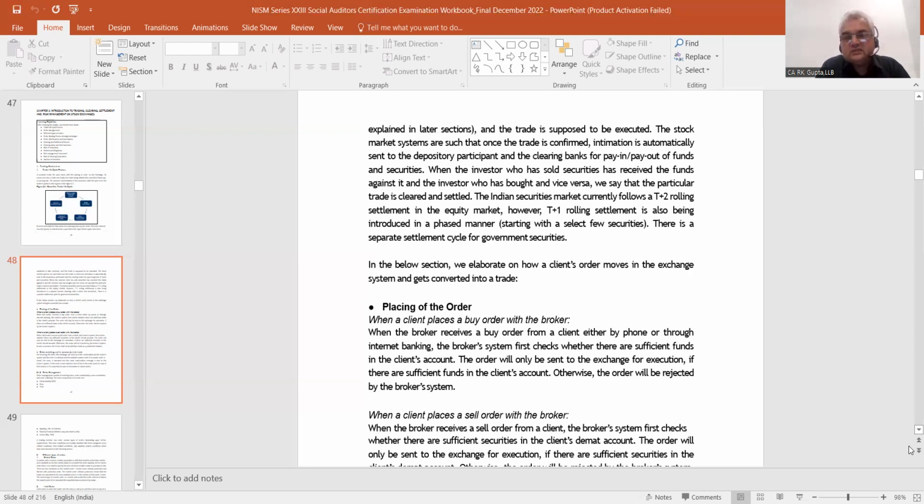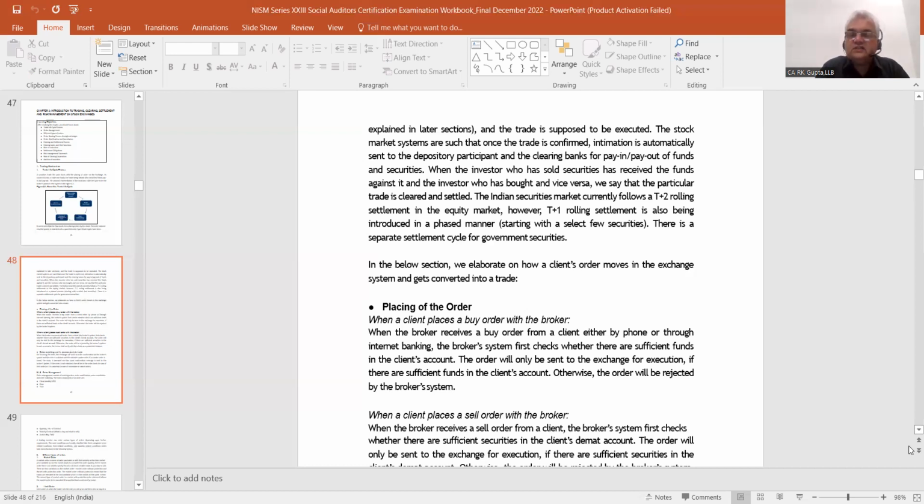Now, when a client places a buy order with the broker, there could be two types of orders, either a buy order or a sell order. So when the broker receives a buy order from a client, either by phone or through internet banking, the broker system first checks whether there are sufficient funds in the client's account, because you are trying to buy securities. So buying means you have to pay also. The order will only be sent to the exchange for execution if there are sufficient funds in the client's account.